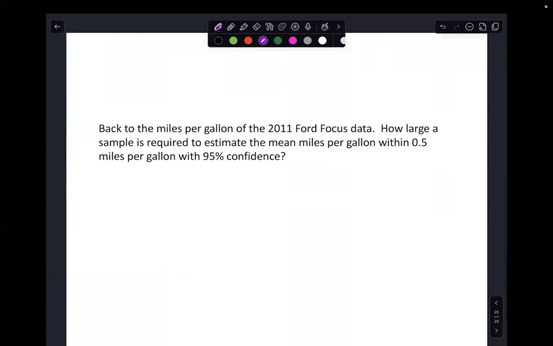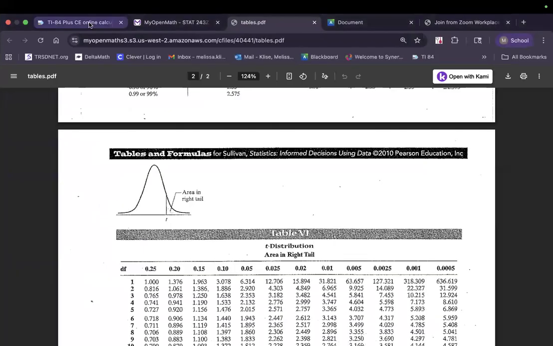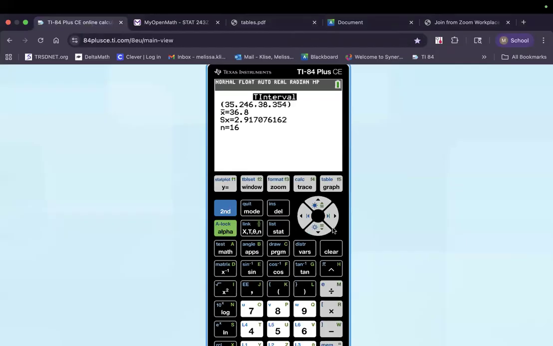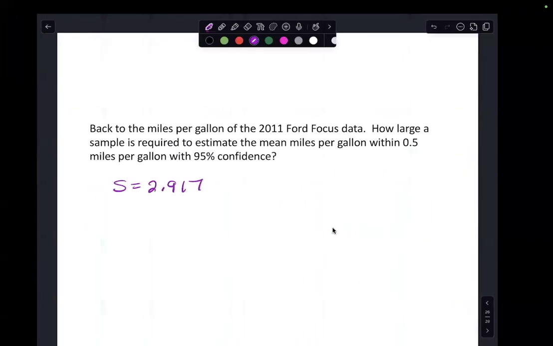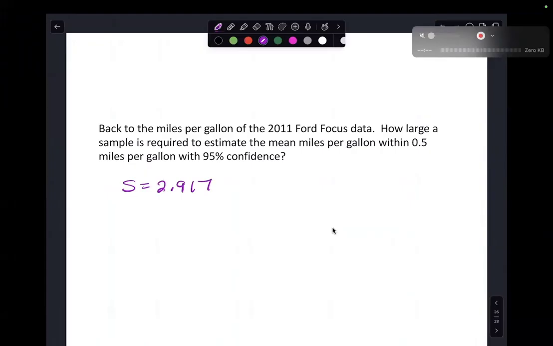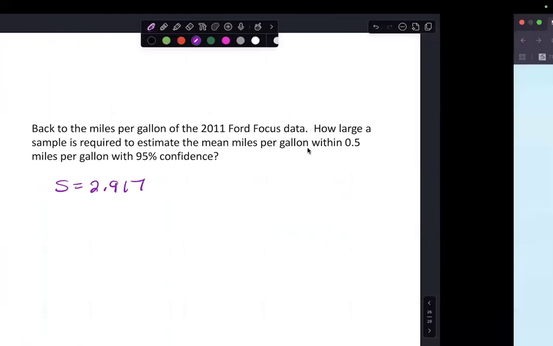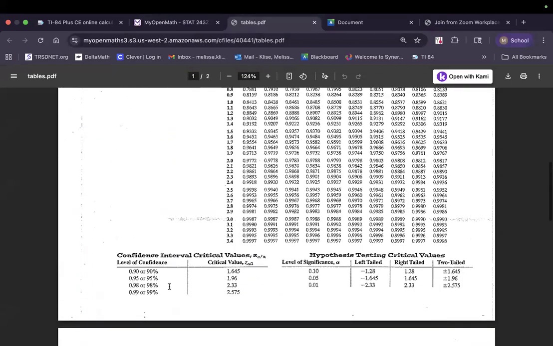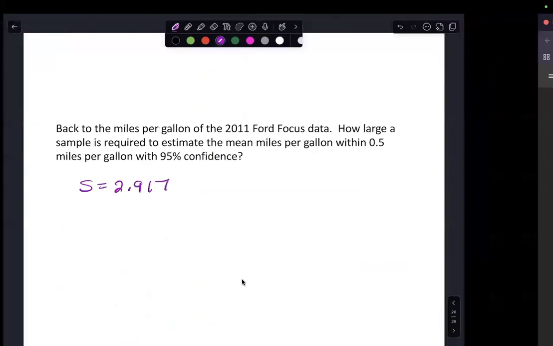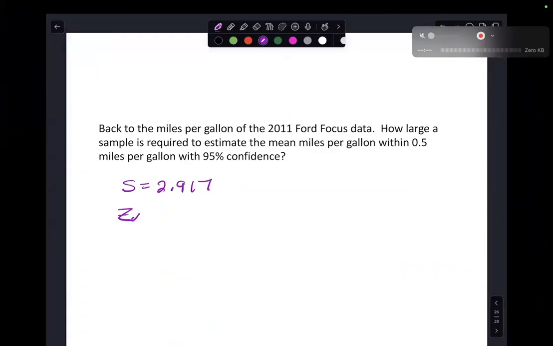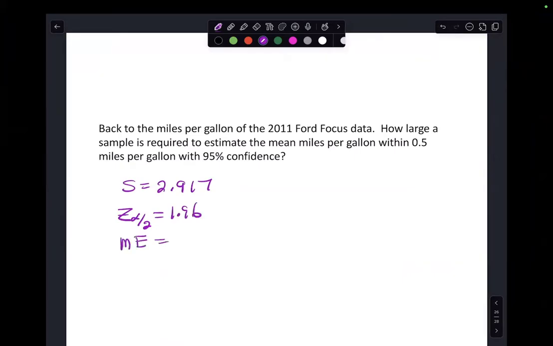Back to the Ford Focus information. I'm going to go back to, you see my calculator. So we have the standard deviation, 2.917. Okay, so 2.917 was my standard deviation. For 95% confidence, 95% confidence is 1.96. So my Z sub alpha divided by 2 is 1.96. My margin of error is 0.5.